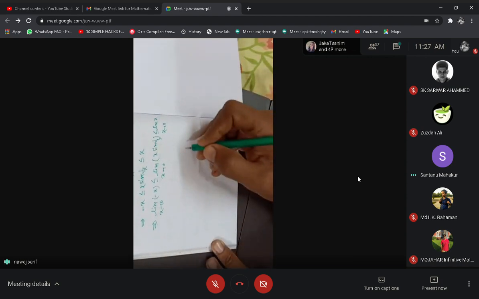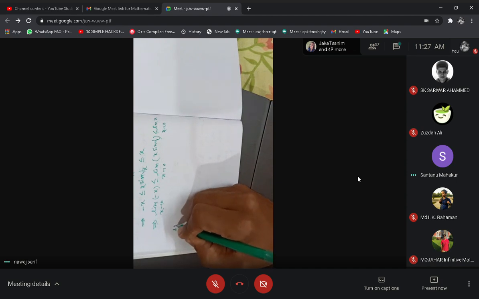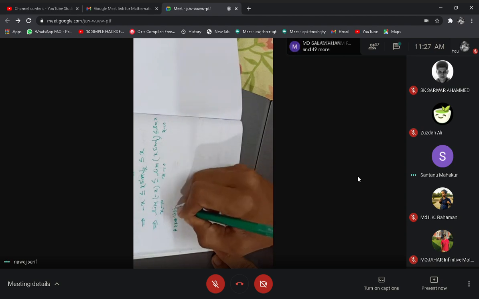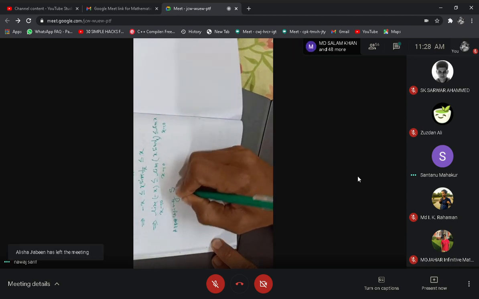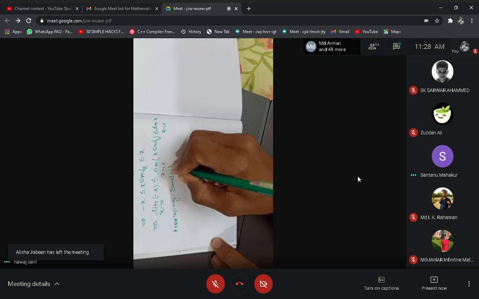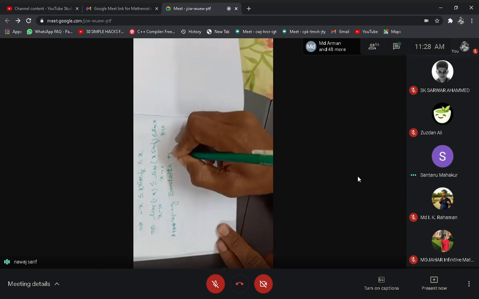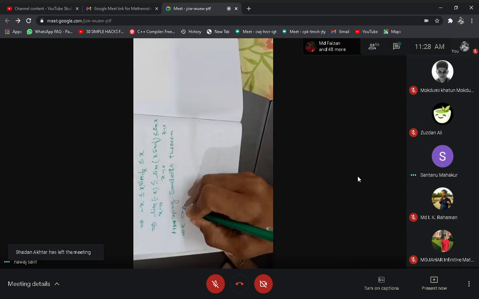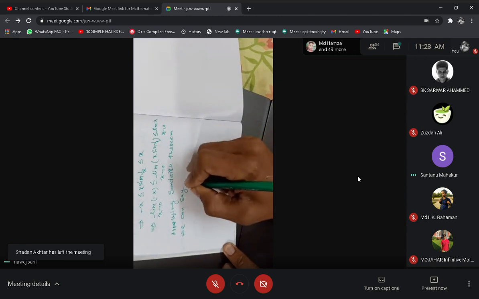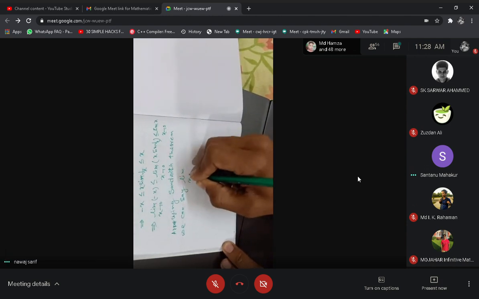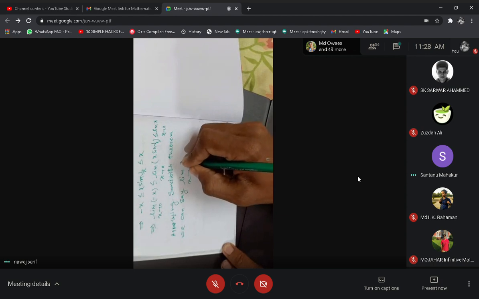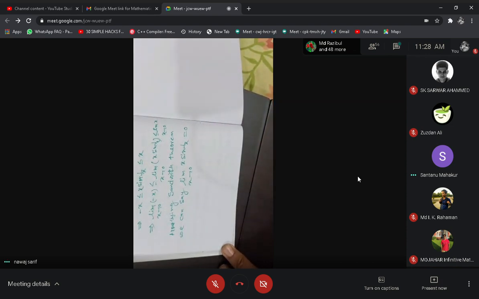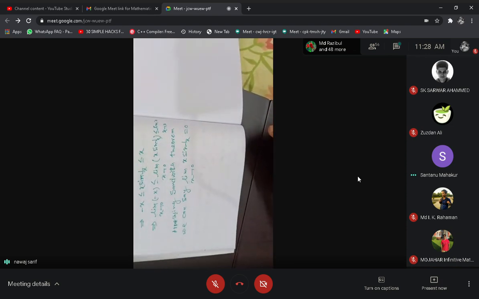So applying the Sandwich theorem, we can say limit x tending to 0 of x sine 1 upon x equals 0. Understand? Okay, any doubts?